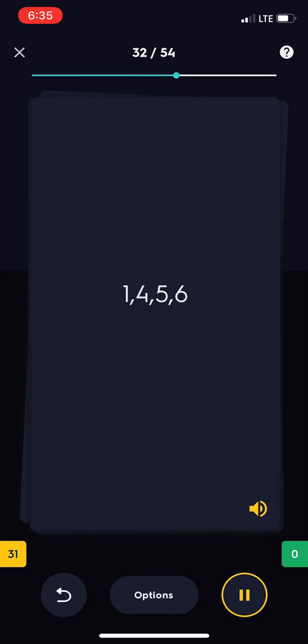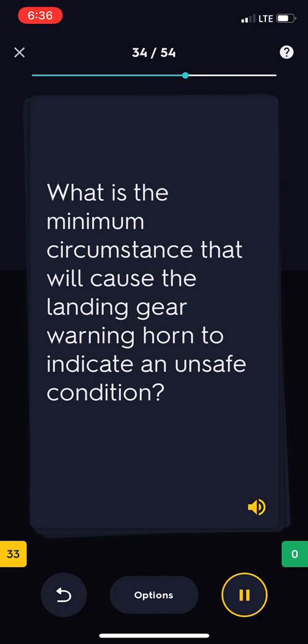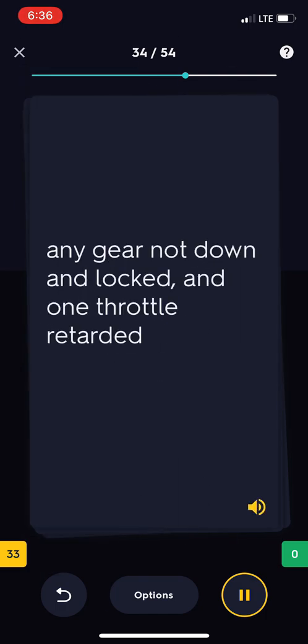1, 4, 5, 6. DC voltages. Selsyn. What is the minimum circumstance that will cause the landing gear warning horn to indicate an unsafe condition? Any gear not down and locked and one throttle retarded.